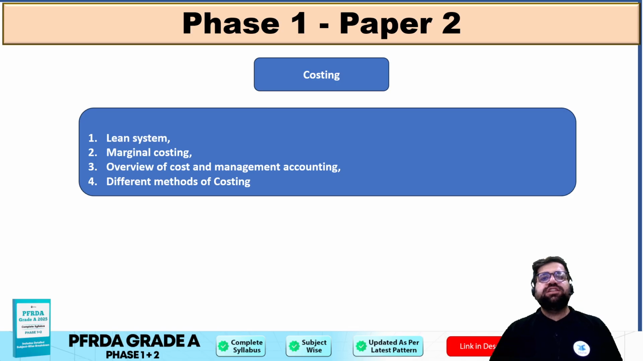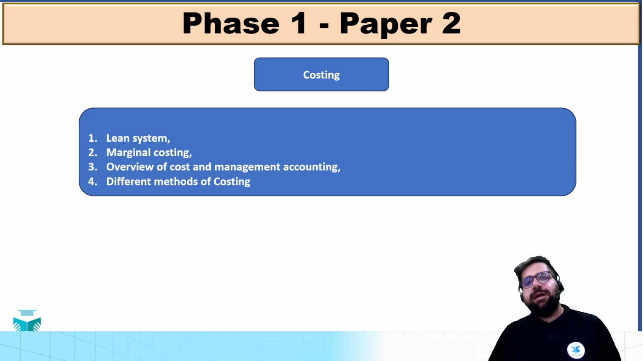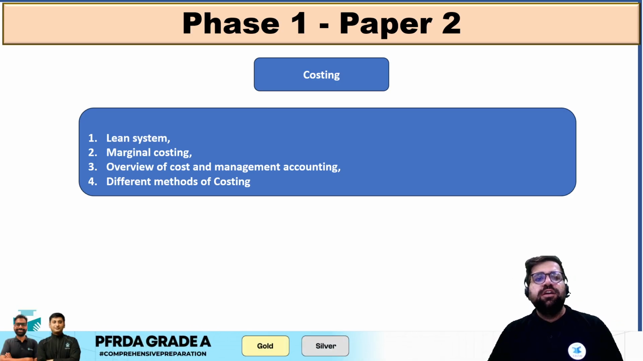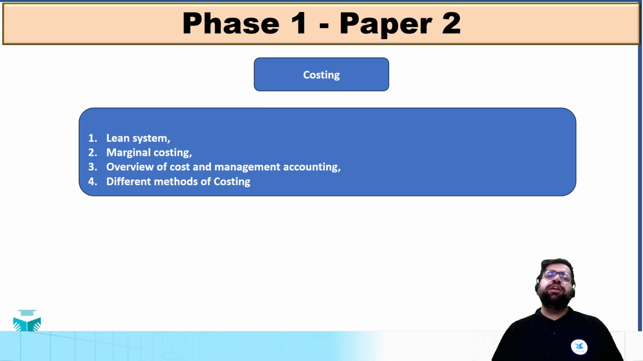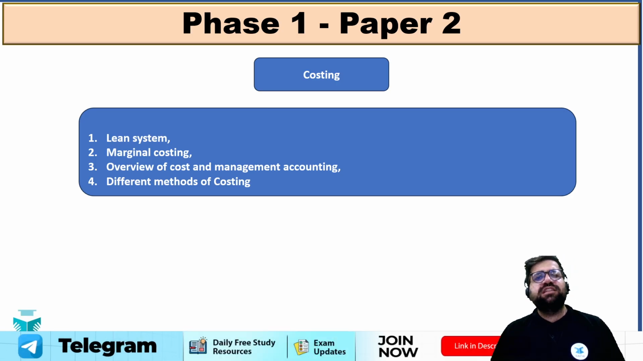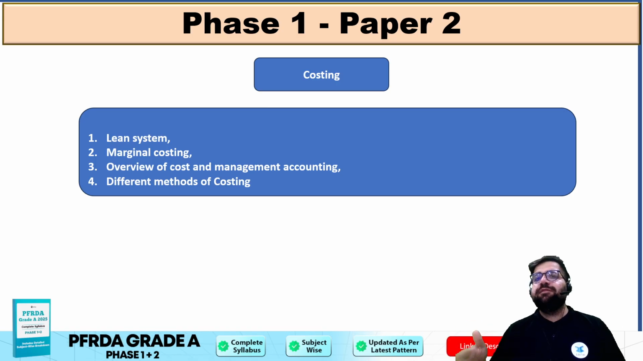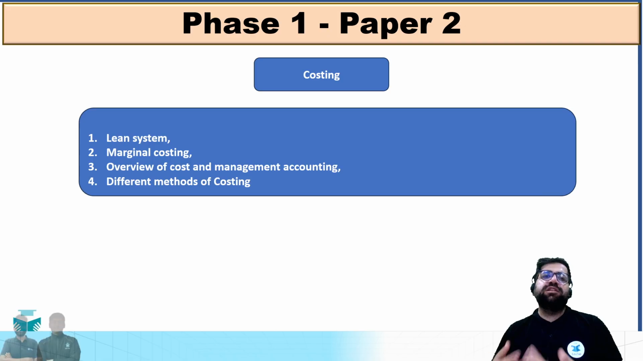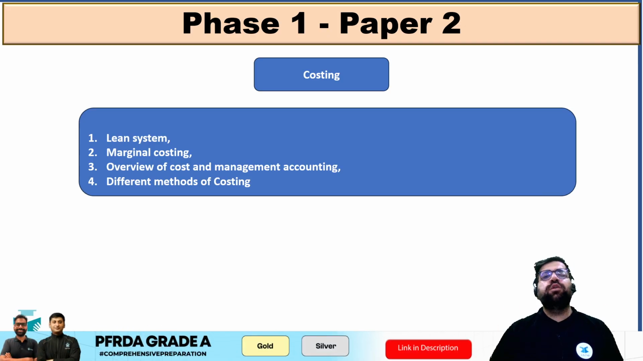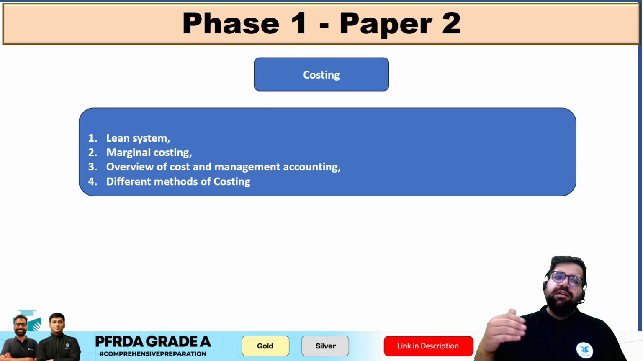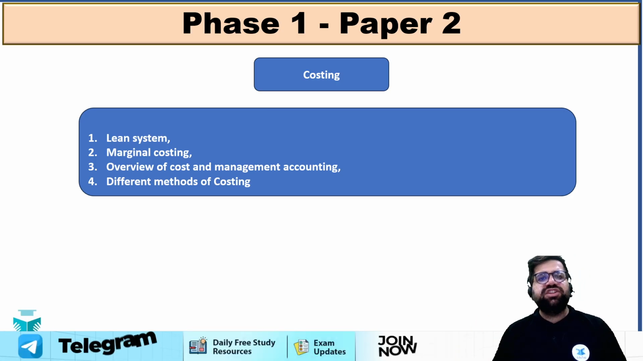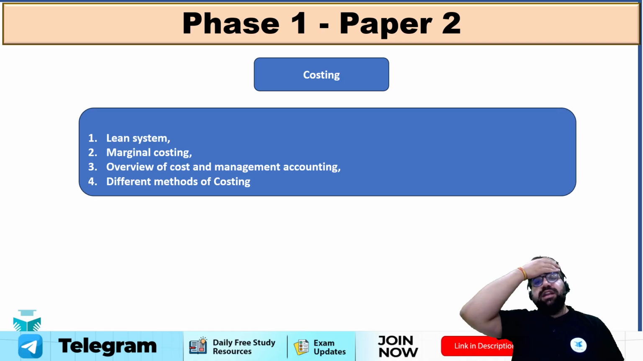Moving forward to costing. In costing, the most important chapter will be lean system and innovation, which is number 1 in my list. Okay, so in lean system and innovation, a lot of previous year questions have appeared from this particular chapter itself. Then you have to cover the topic of marginal costing. If you have time, then you can cover standard costing as well, but leave standard costing right now because I'm assuming that you have less time. So cover only the marginal costing chapter. Then you have overview of cost and managerial accounting, and then you have different types of costing.